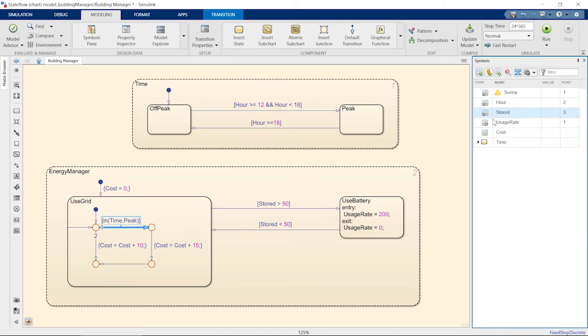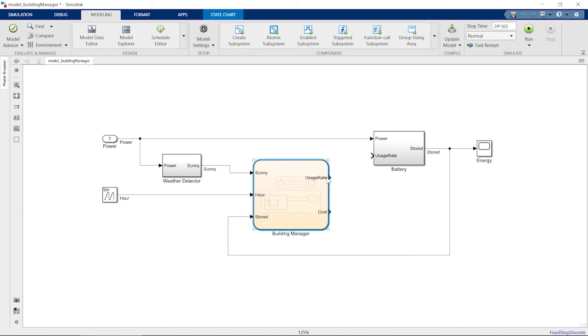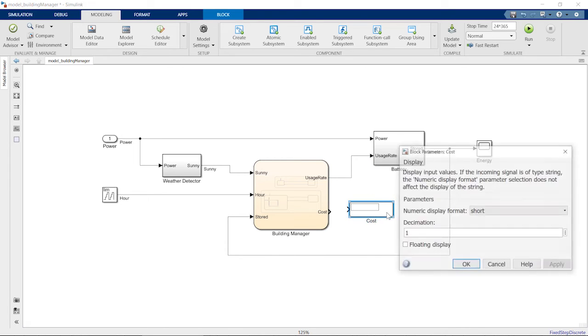Since the energy cost is important to us, let's make it an output signal by changing its data scope to output data. Going back to the top-level model, now our Stateflow chart has output ports for the output data. Now, let's add a display block to capture the total energy cost and make all the connections.